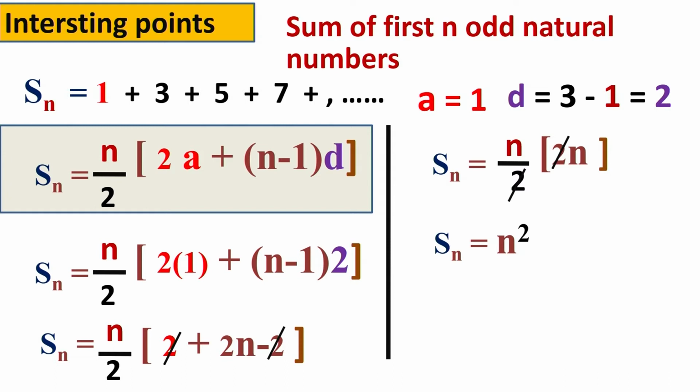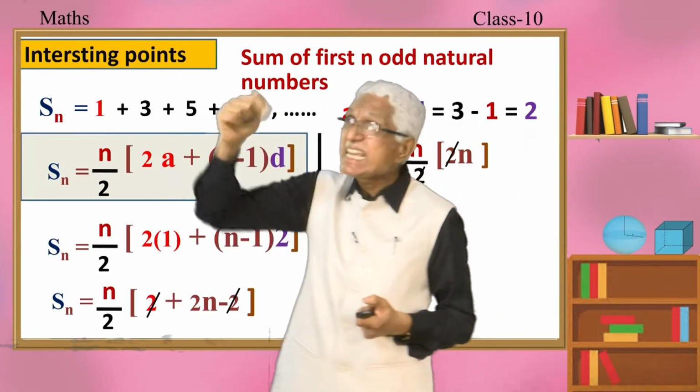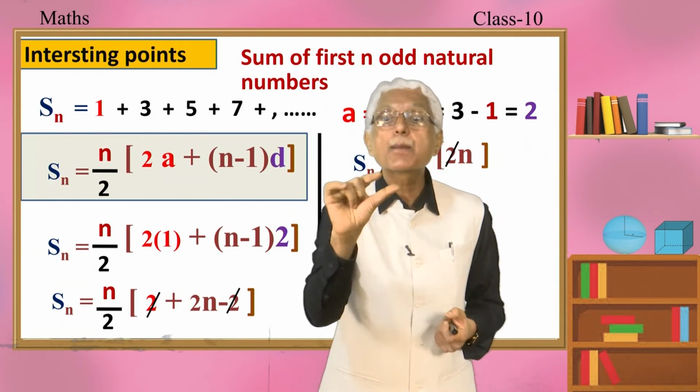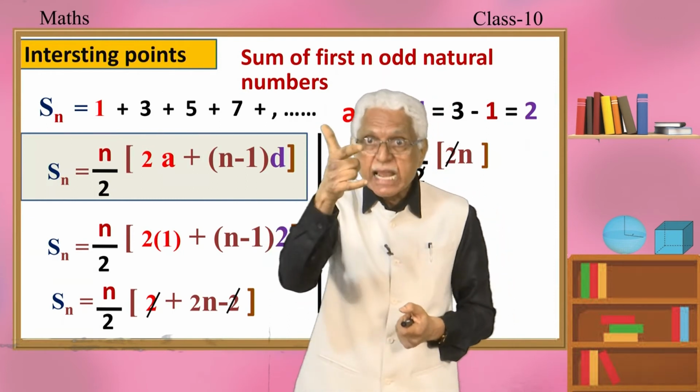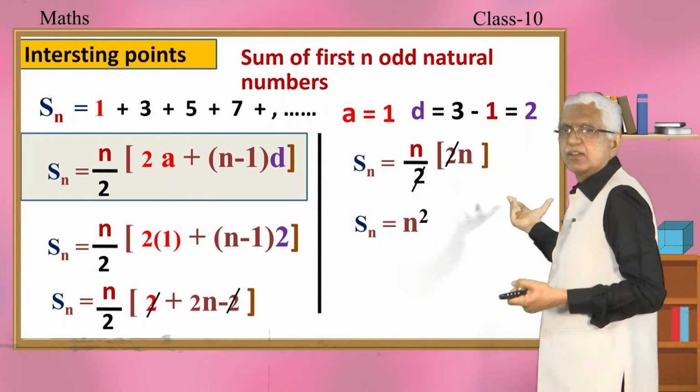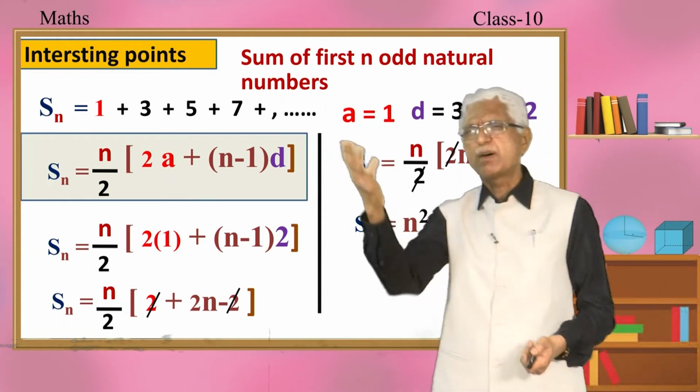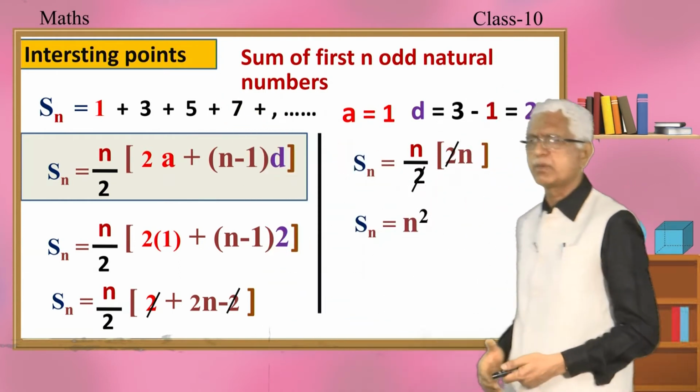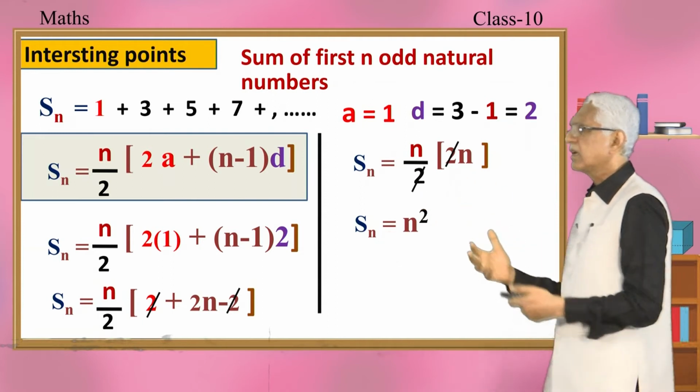First n natural numbers: n into n plus 1 by 2. First n even natural numbers: n square plus n. First n odd natural numbers: n square. So beautiful. What is the sum of the first 100 odd natural numbers? Sir, 100 square, sir, 10,000.